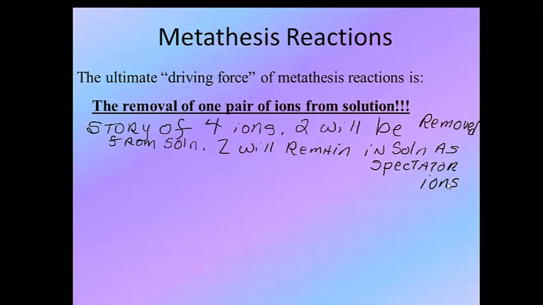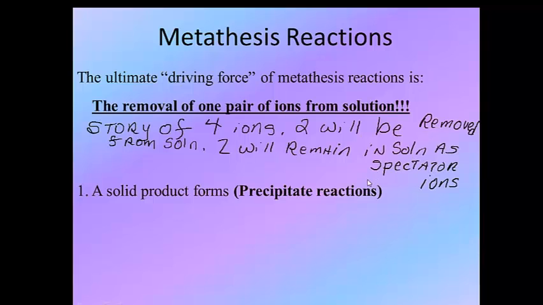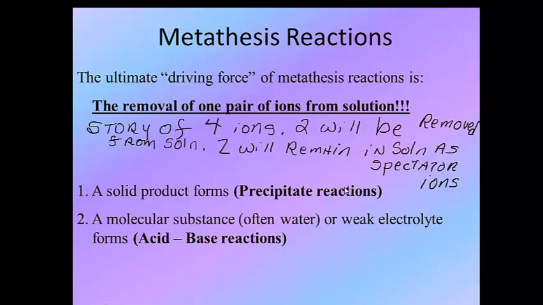So two of the ions will come out of the solution. Those two ions will come out and form a product. And when I say come out, I don't mean they jump out like flying fish. They're removed from the solution, either in a solid form that will sink to the bottom of the beaker, or an acid-base neutralization reaction where you form water and or a weak electrolyte. Usually that weak electrolyte is acetic acid.